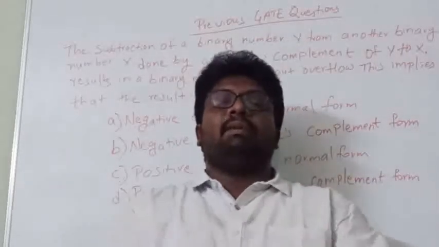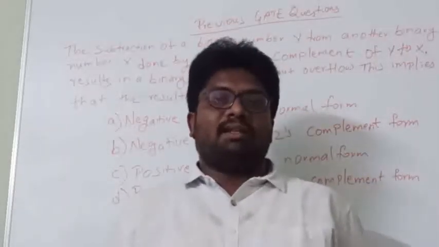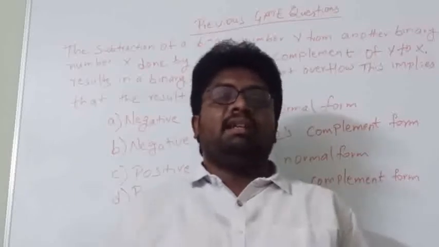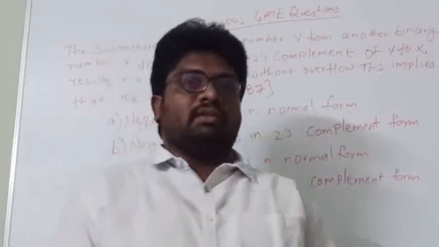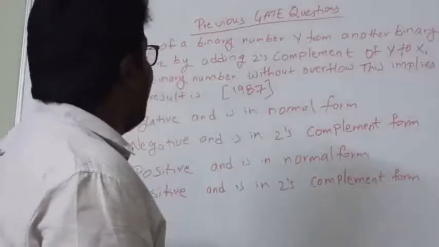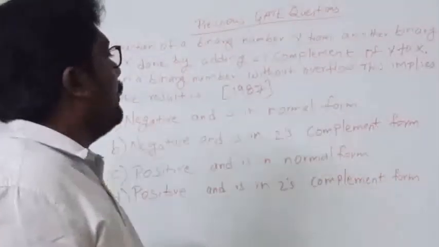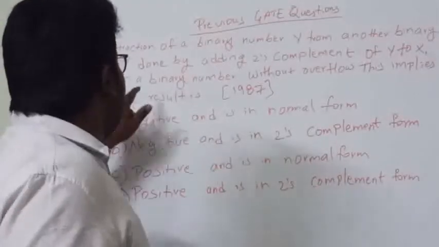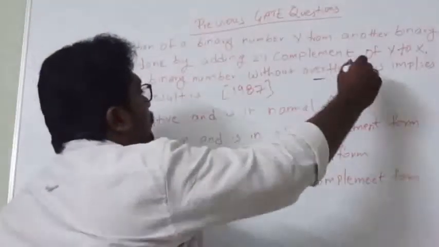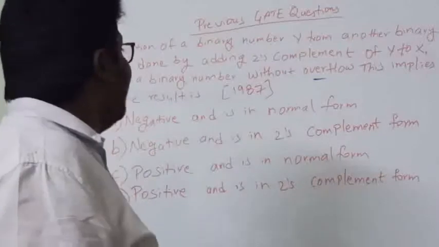So here we have a previous GATE question which was asked in GATE ECE 1987. So let us see the question. The question is that the subtraction of a binary number y from another binary number x, done by adding 2's complement of y to x, results in a binary number without overflow. This implies that the result is.